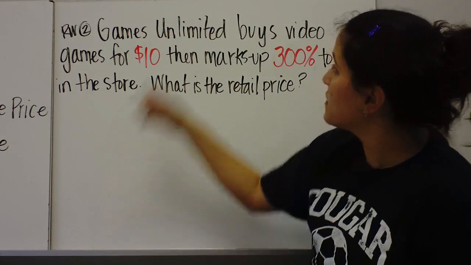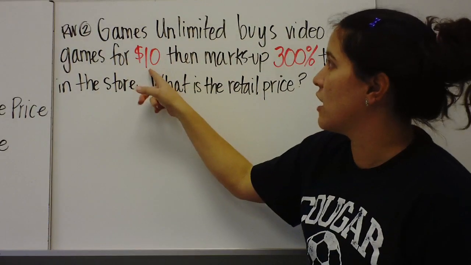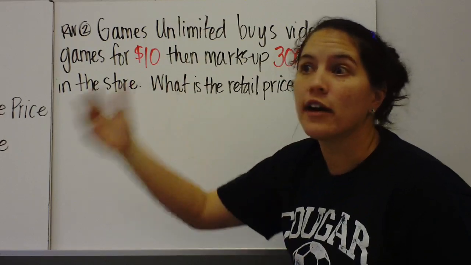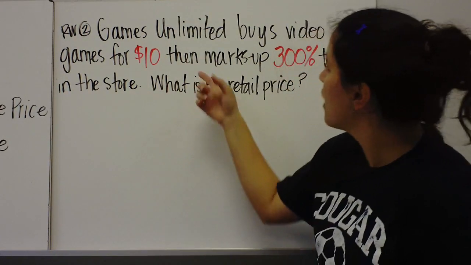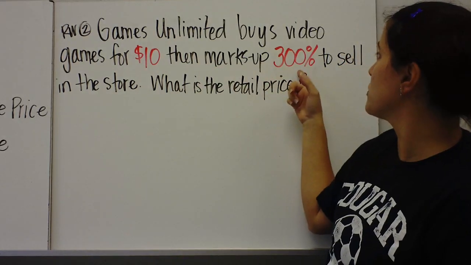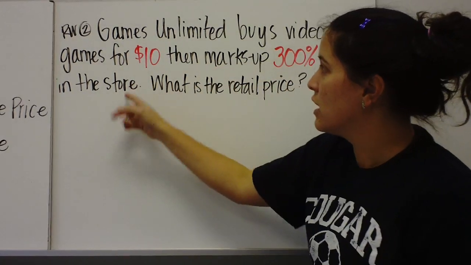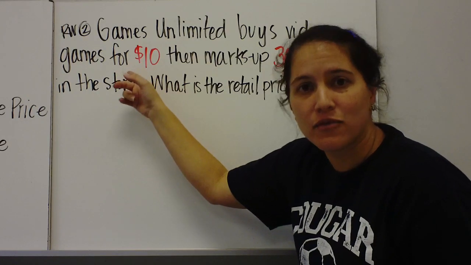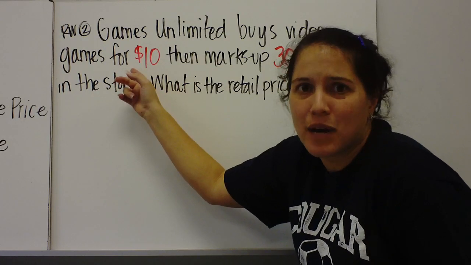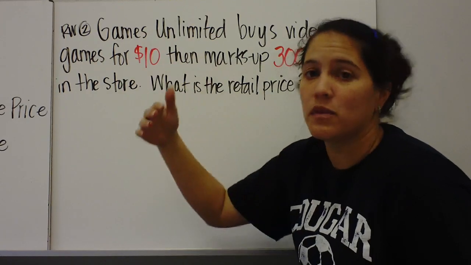Number 2, Games Unlimited buys video games for $10. So that means they buy them from a warehouse, or they buy them from people, or they buy them wherever they get video games from. Then marks up 300% to sell in the store. Why would they not sell for $10? Ms. George just explained that. If they buy them for $10 and sell them for $10, they're not making any money. So they have to mark up the price.